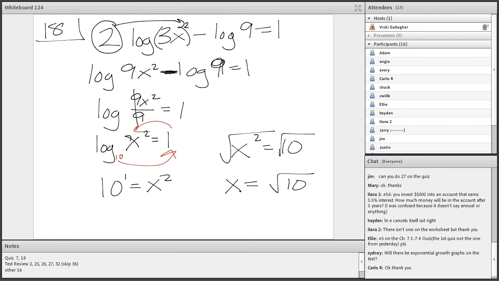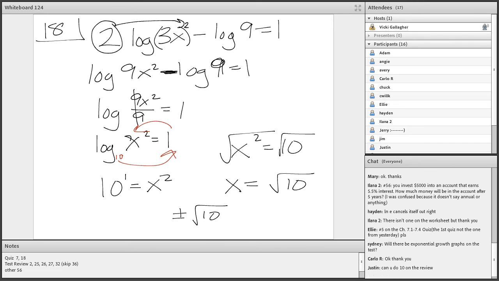Now on logs, sometimes you can get negative answers, but most of the time negative answers are bad. So sometimes when we square root something, we'll put a plus or minus sign in front of it. But on this problem, because we don't want a negative number where the x is, because we're not allowed to have the log of a negative number, we're actually not going to do the plus or minus sign, and we're just going to say that the answer is the square root of 10. We're going to leave it in that format. That's an exact answer. We're not going to change it to a decimal. So that was number 18 on the quiz.